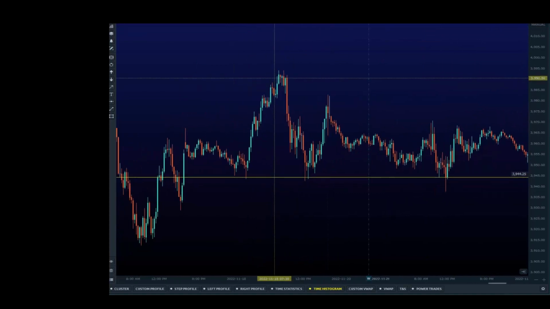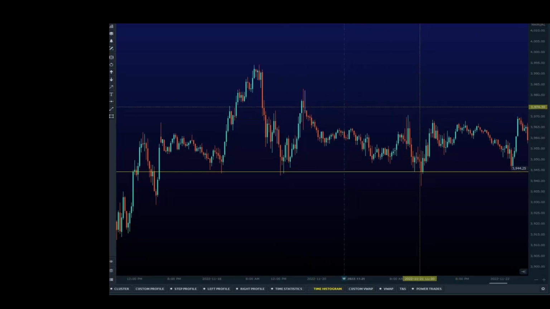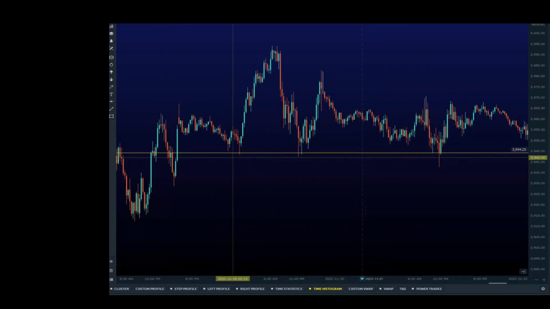So I found a pretty good example here from the last week. This is October 21st, 2022. This is a 15-minute chart we're looking at. So I found a decent example of absorption.